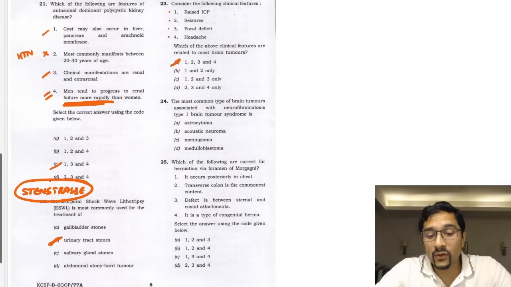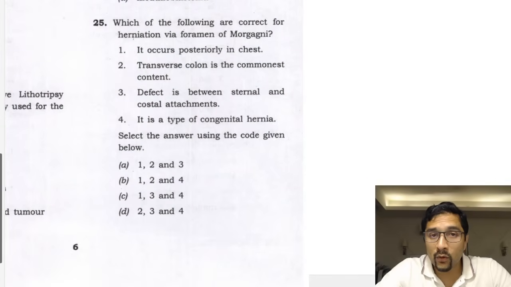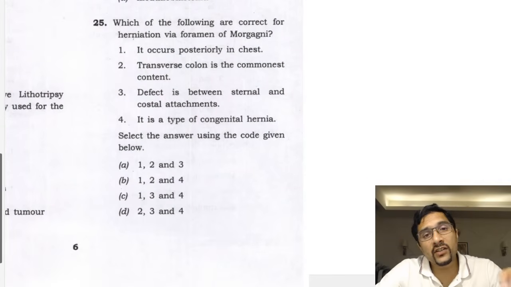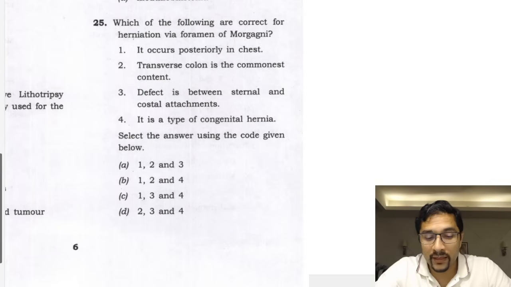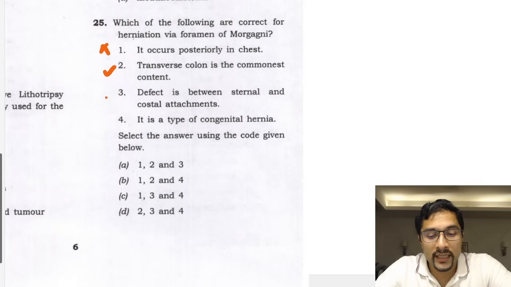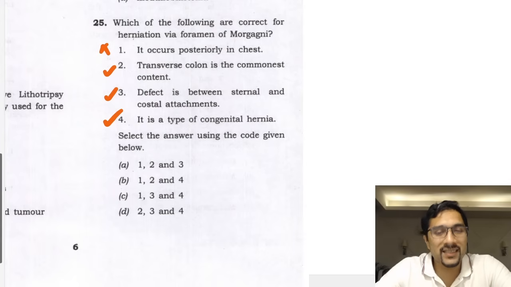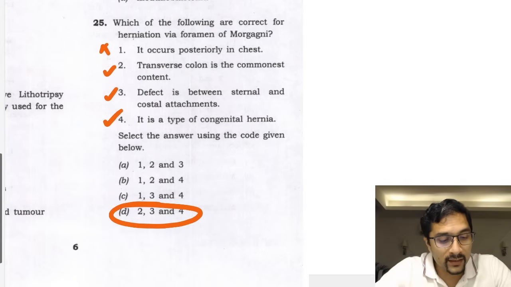There is also in utero treatment available now, which is fetal tracheal occlusion, and that is known as FETO. That is also used for treatment of congenital diaphragmatic hernias. So Morgagni does not occur posteriorly. Transverse colon is the most common content. The defect is between sternal and costal attachments, and it is a congenital hernia. We know this. So 2, 3, 4 will be the correct answers here.